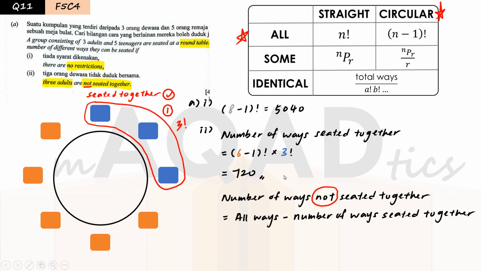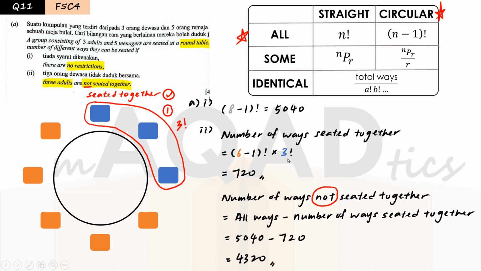Now we have found the number of ways to arrange all of these people and the number of ways seated together. So now we can subtract them. The 5040, the answer in part A1, minus the answer we have gotten just now, 720. So our answer would be 4320.